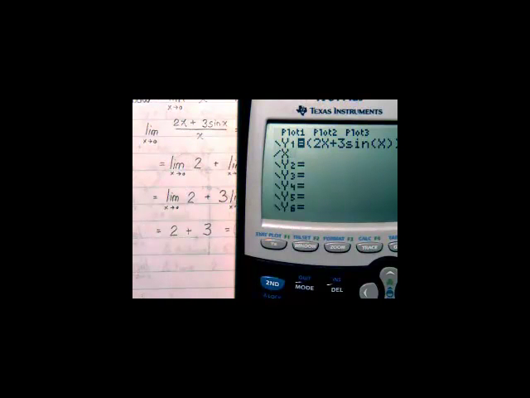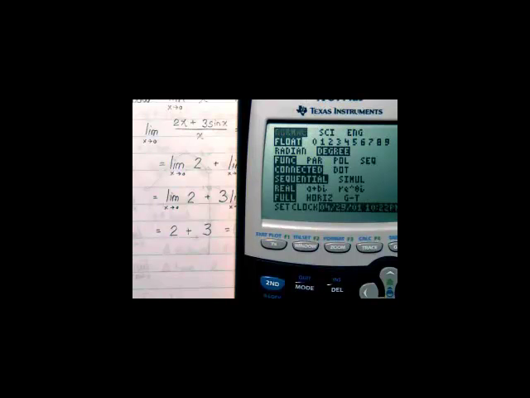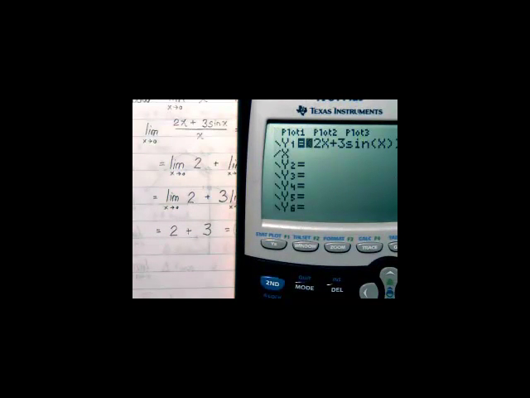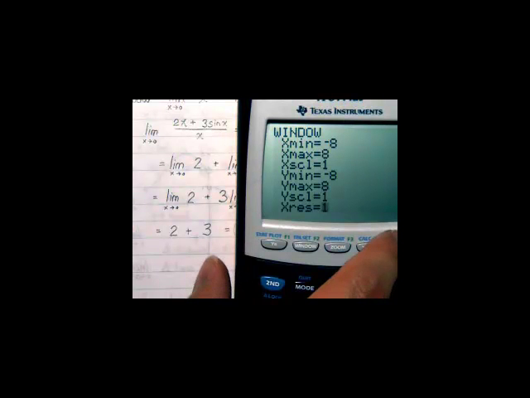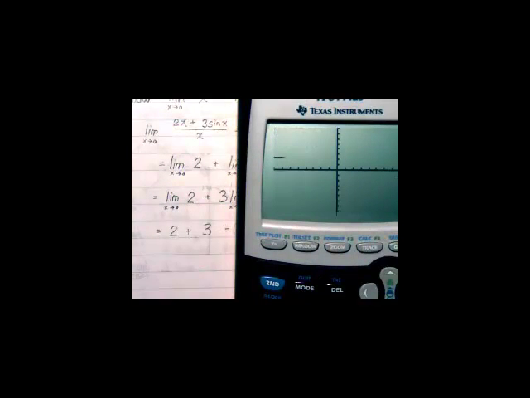So something kind of like that. Double check that your mode is in radians. Mine's not. Oops. It should be in radians. And your window, maybe let's go to like 8 in every direction. We know the limit's equal to 5, so we want to make sure 5 is in there so we can see it. All right, so if we graph this thing, when x is 0, the function should be approaching 5.